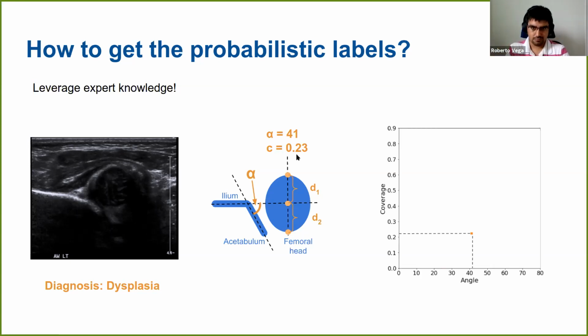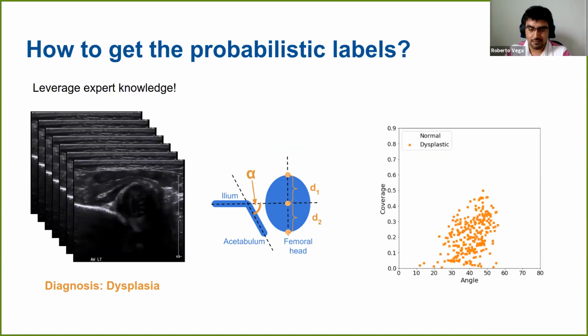So then we create a plot. In this case, we can create a plot because it's 2D. In general, we can do it with any number of features. And then we put a point in here. This image represents this dot in this plot, where the angle is 41 and the coverage is 0.23. We can repeat the same procedure for all the images that were diagnosed with dysplasia. So then we go through all the images, we measure the angle and the coverage in each of them, and then we create a point in this graph for each of the images.